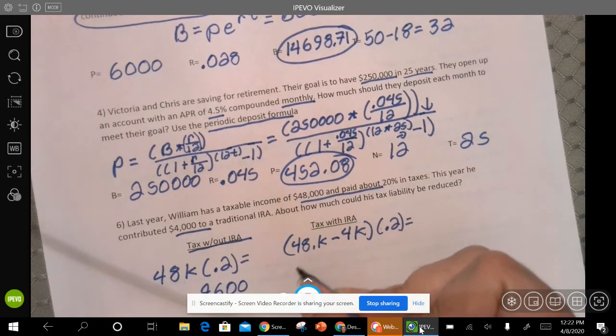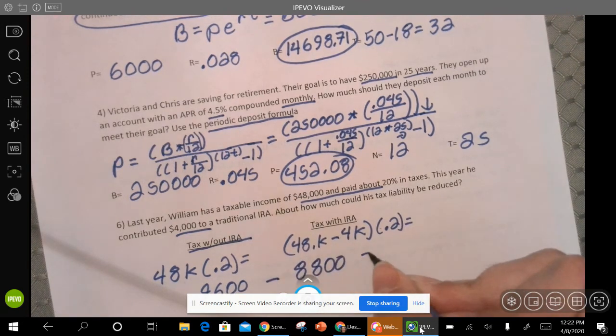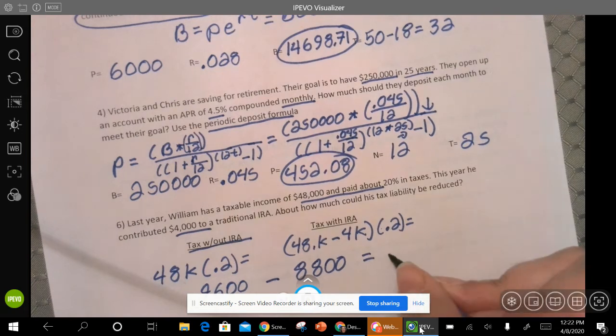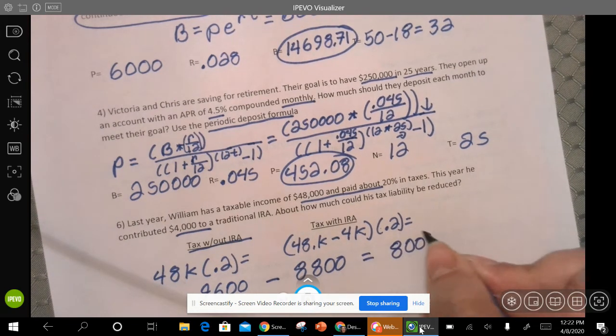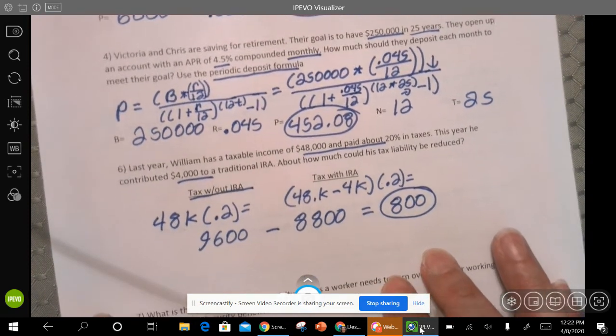Okay, so we get 8,880. That would be how much he's responsible for. We subtract those two, and that's how much his tax liability can be reduced, or the difference.